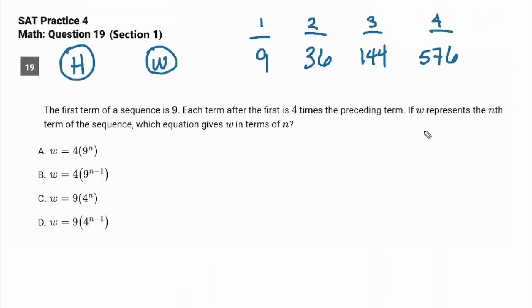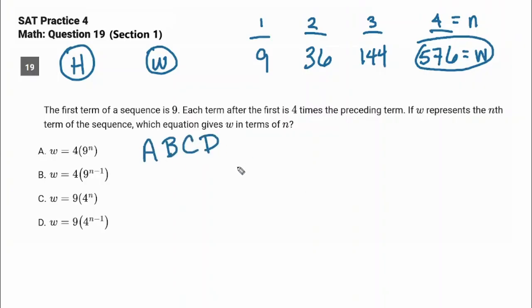All right, W represents the nth term. So I'm going to make the nth term 4, and that means that W is 576. So when I go to the answer choices, what am I looking for? W, 576. I'm going to write down A, B, C, D so I can cross off, and I'm just going to plug in the story I made.